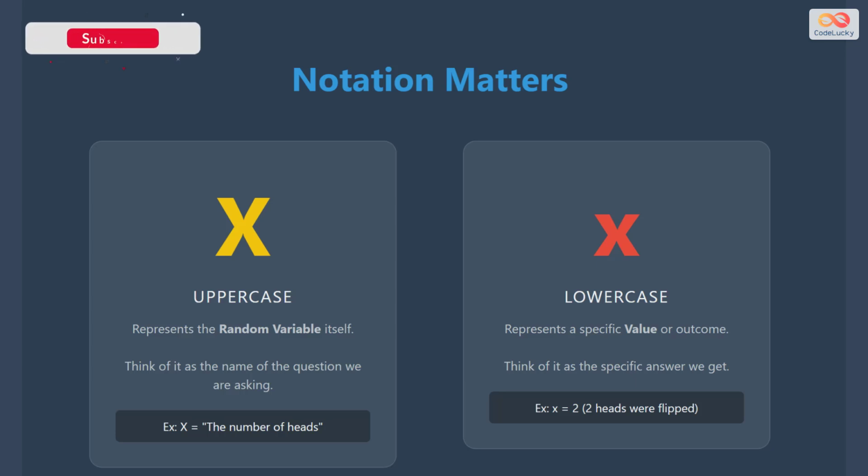Notation is crucial here. We use a capital letter, usually X, to represent the random variable itself. Think of this as the question we are asking. We use a lowercase x to represent a specific value or answer. So, capital X is the number of heads in a flip, and lowercase x is the specific result, like 1 or 0.